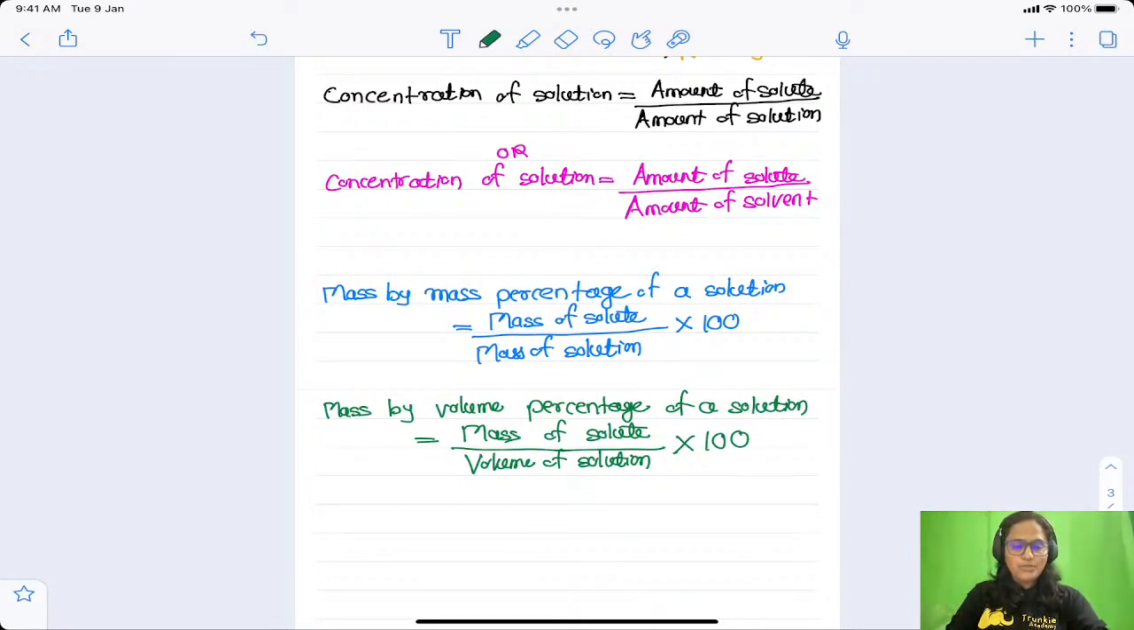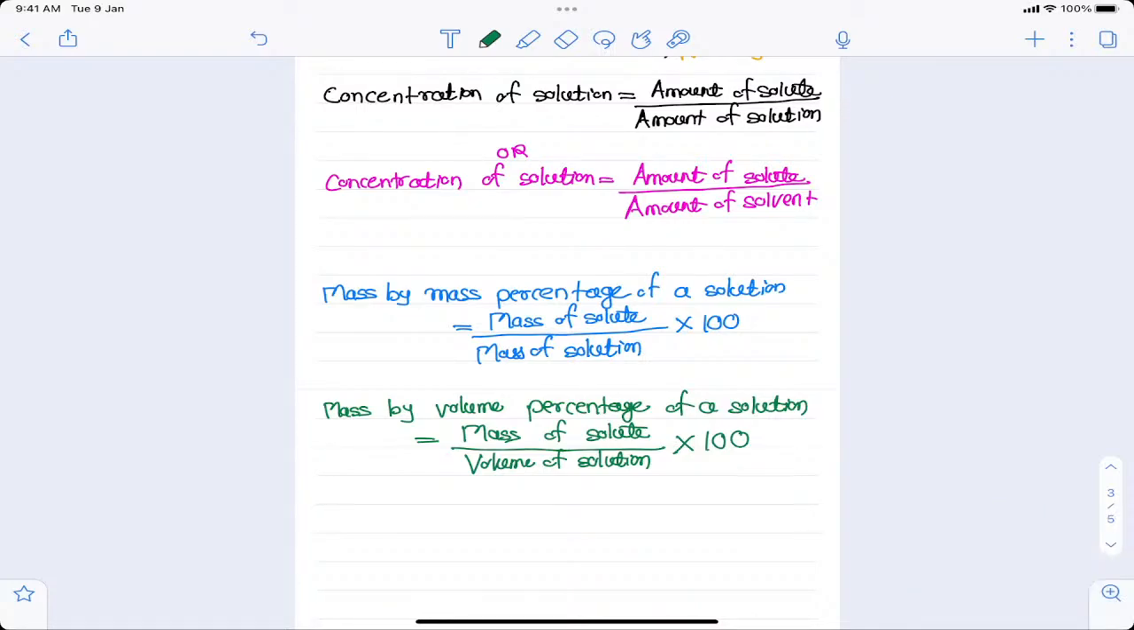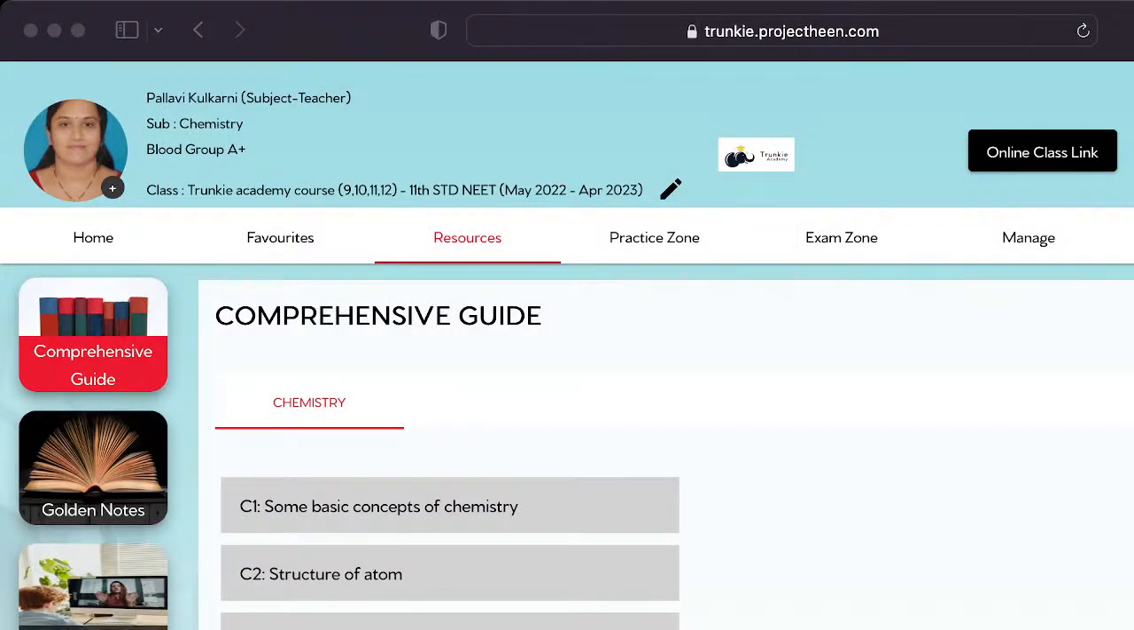Take a screenshot, students. I hope you have taken a screenshot. Now it's time to show you about DPP, daily practice problems. Yes, I hope you can see this. So this is about the daily practice problem.